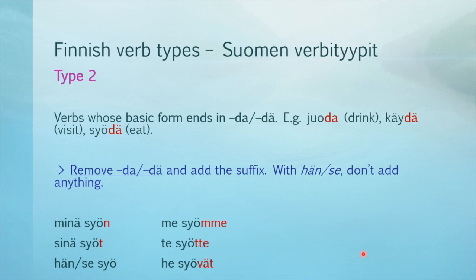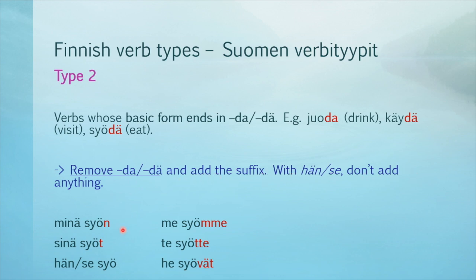In type 2, we have verbs whose basic form ends in dä or da. For example, juoda, meaning drink, käydä, meaning visit, and syödä, meaning eat. So how to get the verb forms used with pronouns? You need to remove da or dä from the end and add the suffix. With hän or se, don't add anything.